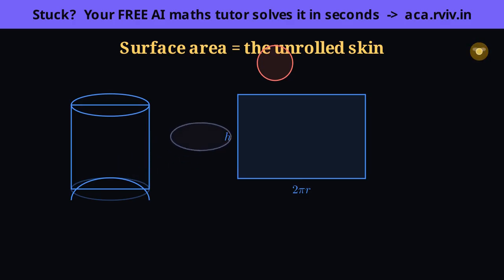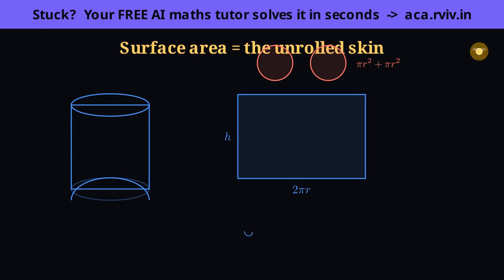And the area of a circle we already know from the last chapter, it is pi r squared. So the two caps together are just pi r squared plus pi r squared. Nothing new to learn, we are only reusing the circle area we already trust.